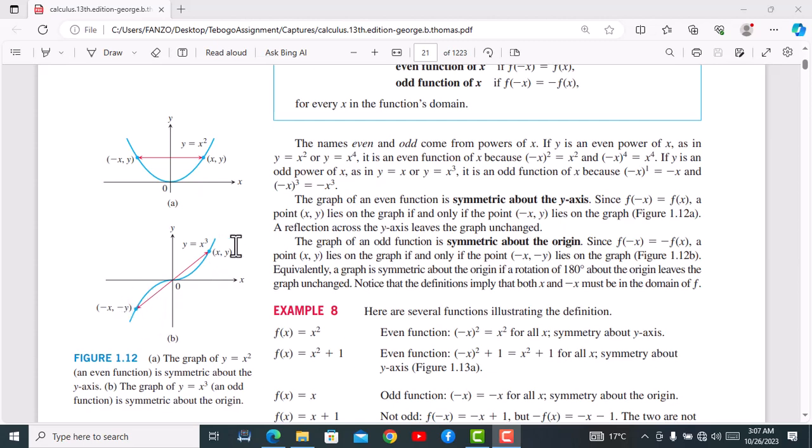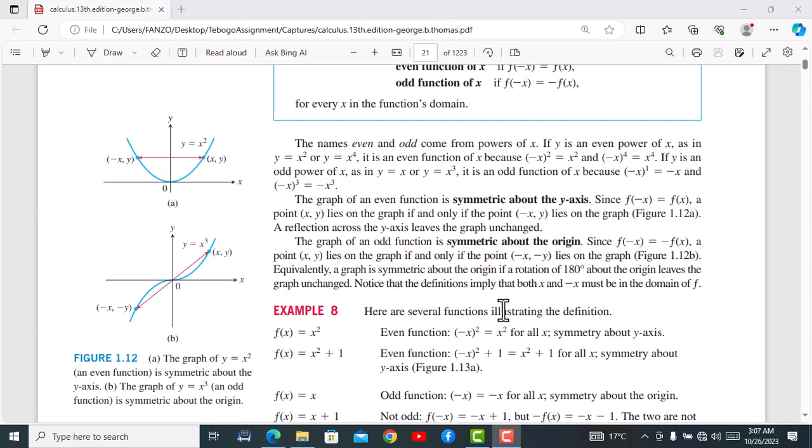So we are therefore saying a point lies on the graph if and only if the point (-x, -y) lies on the graph. Equivalently, a graph is symmetric about the origin if a rotation of 180 degrees about the origin leaves the graph unchanged. It has to leave the graph unchanged.